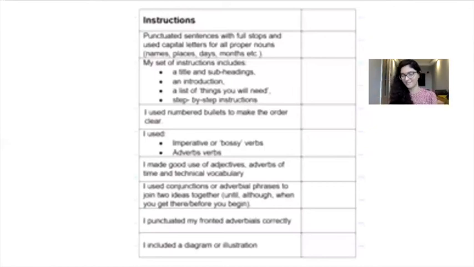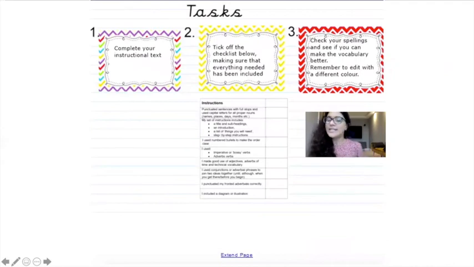And task 3, last but not least, is once you have written your instructional text, check your spellings and see if you can make the vocabulary better. And remember, any changes that you do make, try to do them in a different colour, just so I can see, and so you can see as well, how much better your work is looking since you've made it even more descriptive, even more detailed.